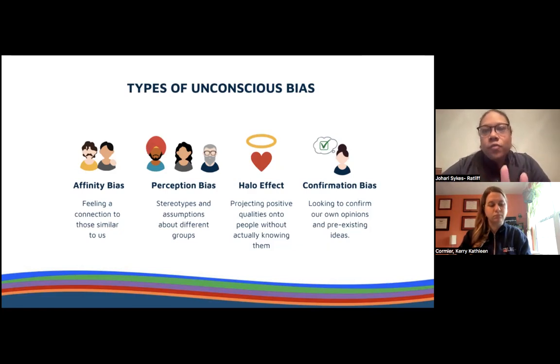And so these are four main types of unconscious bias. Affinity bias, when you're feeling a certain connection to someone that's similar to you. Perception bias, these are stereotypes and assumptions about different groups of people. The halo effect, which is when you're projecting positive qualities onto people without actually knowing them. And confirmation bias is looking to confirm your own opinions with pre-existing ideas.